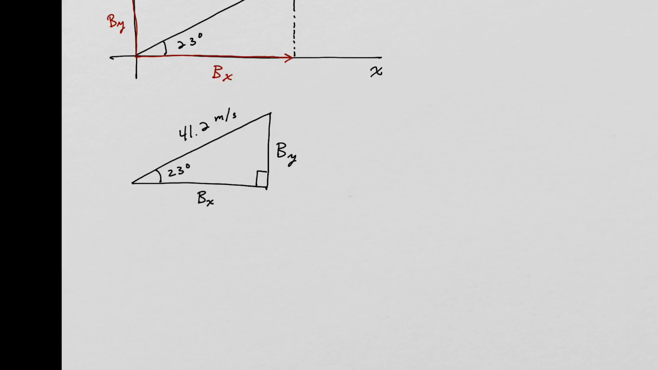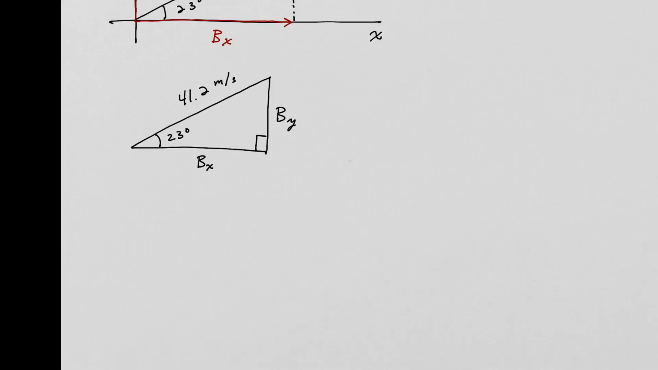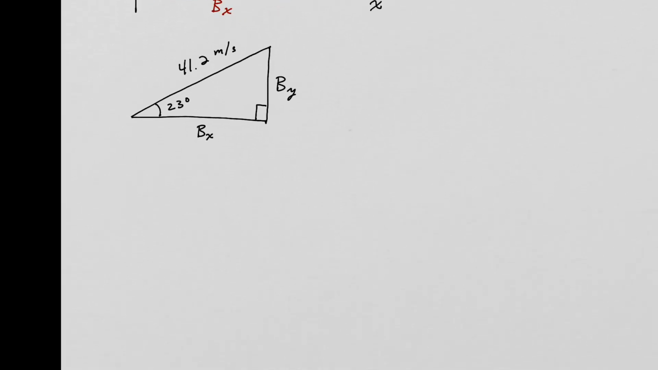Okay, let's try and find bx first. Well, how does that side bx relate to the angle 23 degrees? Well, it's adjacent, right? It's adjacent to the angle. And the 41.2, that's the hypotenuse. So what trig function relates adjacent and hypotenuse? That would be cosine, right? So cosine of the angle is equal to adjacent over hypotenuse. So I know in this case that cosine of 23 degrees is going to be the length of the adjacent side bx over the hypotenuse, 41.2.